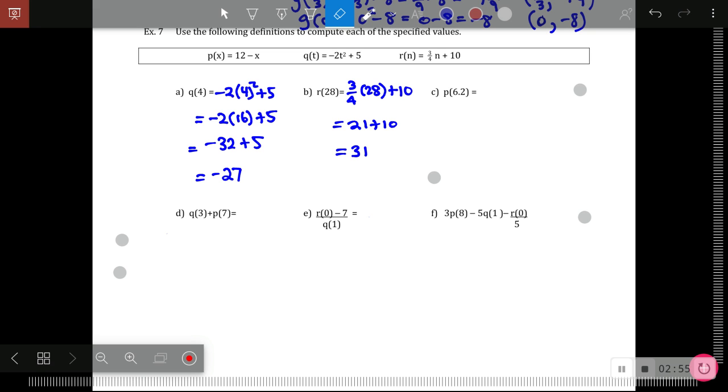Okay, on the next one here, we're doing p of 6.2, meaning we're going to be using this function, and we're going to put a 6.2 for the input value. So in this case, all you do is take 12 minus 6.2, which gives 5.8.